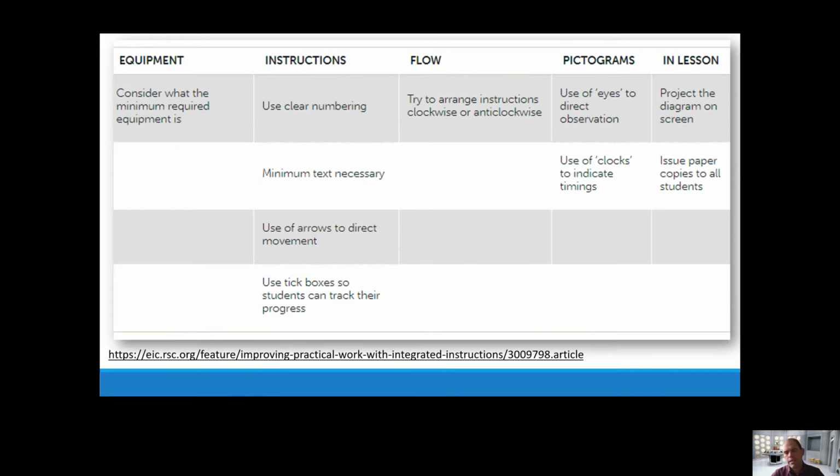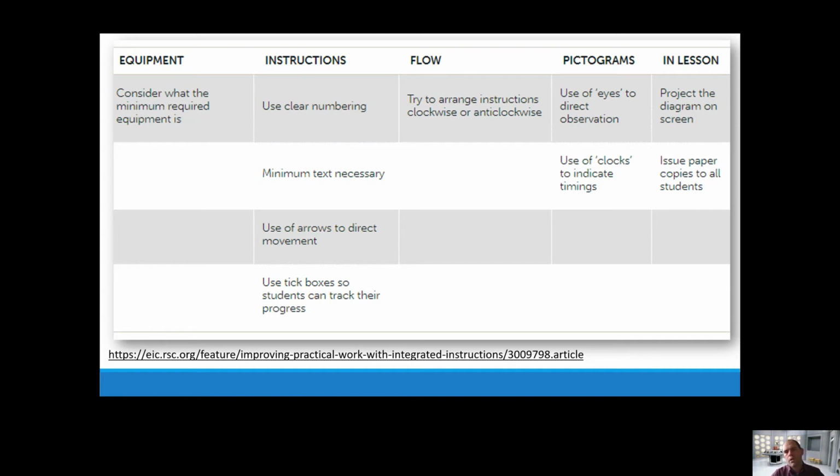So I collected some data on this. I started blogging about it, and EiC asked me to write an article on what the key ideas around integration instructions were. And so this is from the article in EiC a couple of years ago. And the key ideas were about keeping the equipment to a minimum, making the instructions as simple as possible, and numbering them, preferably clockwise or anti-clockwise, with tick boxes so they can track their progress.